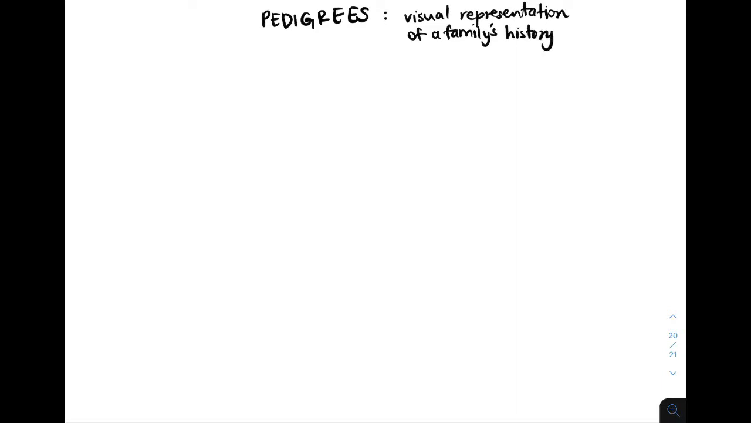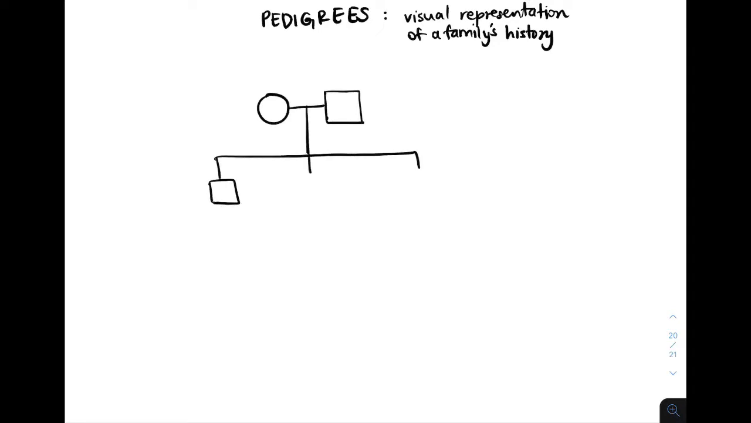Let's talk about pedigrees. So, what are pedigrees? Well, pedigrees are illustrations of family history. So, we can define them as visual representations of a family's history. And this means that we can see how a certain trait or disease can be passed down through the family. Here, I'm just going to draw a pedigree so that we can analyze the different parts.